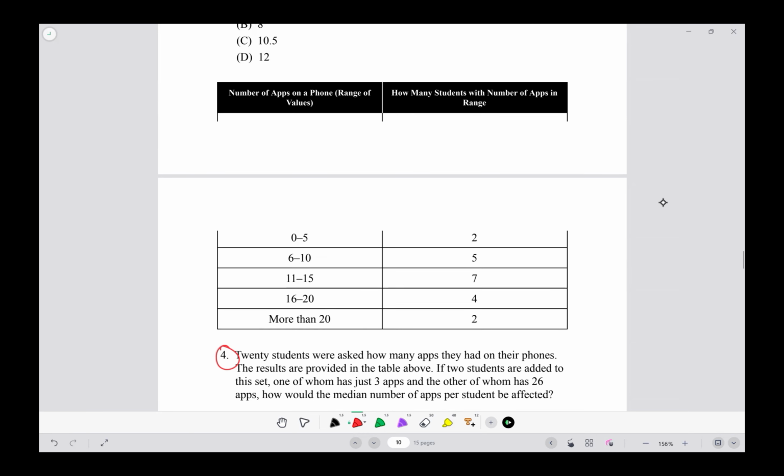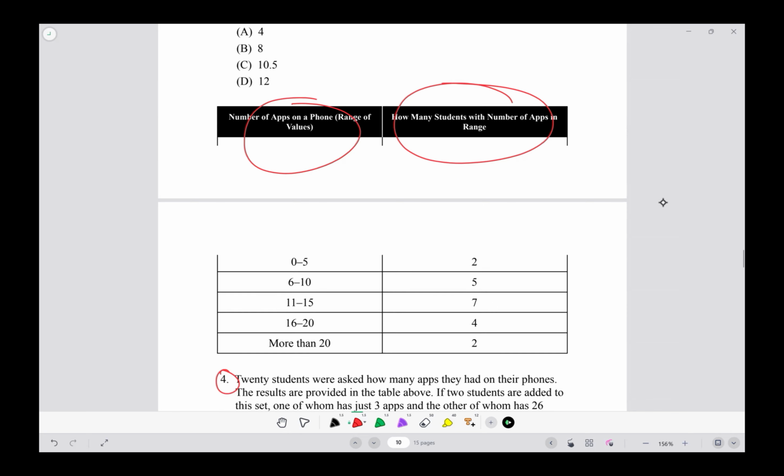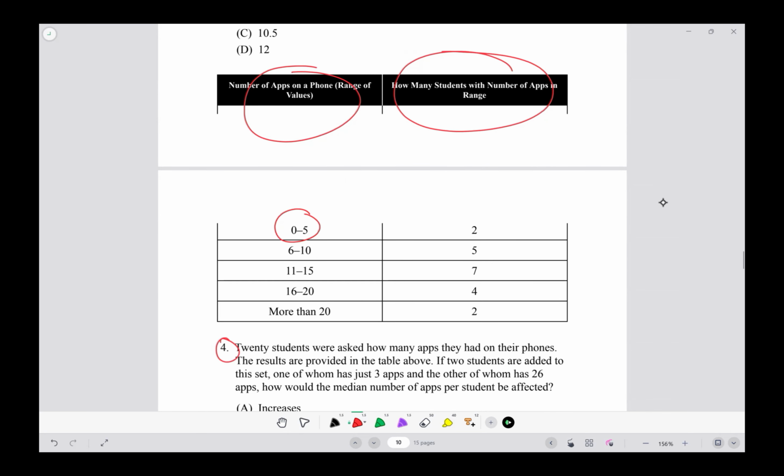They're giving you a table with the number of apps on a phone as a range of values, and how many students fall in each range. 0 to 5 apps: 2 students. 6 to 10 apps: 5 students. 11 to 15 apps: 7 students. 16 to 20 apps: 4 students, and more than 20 apps: 2 students.